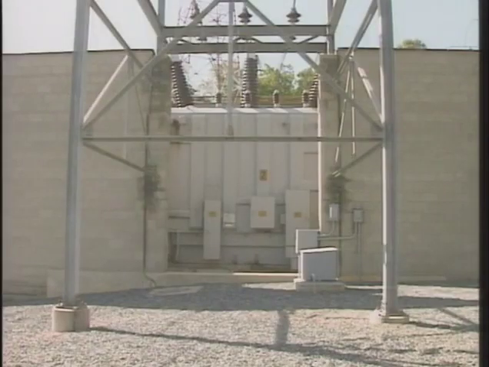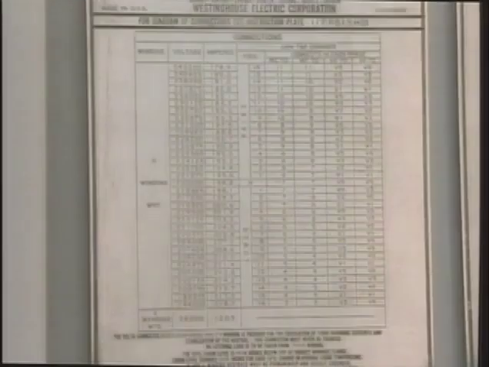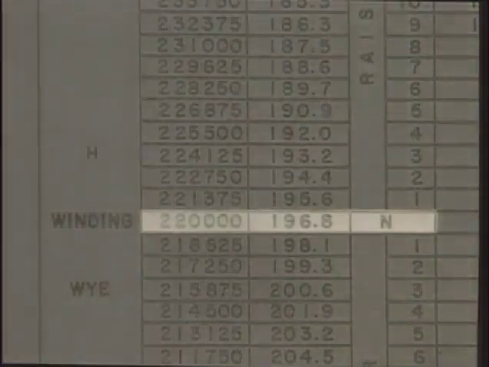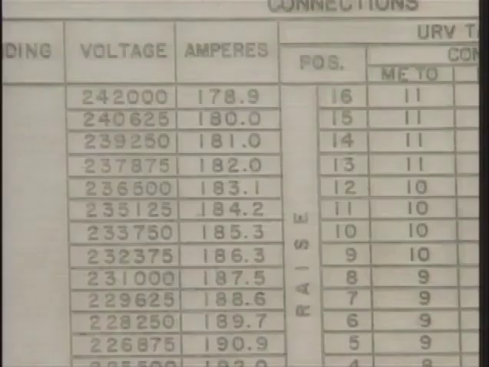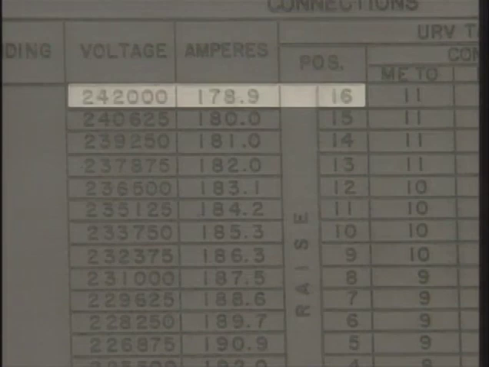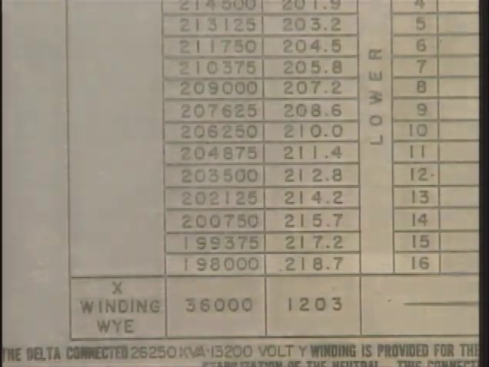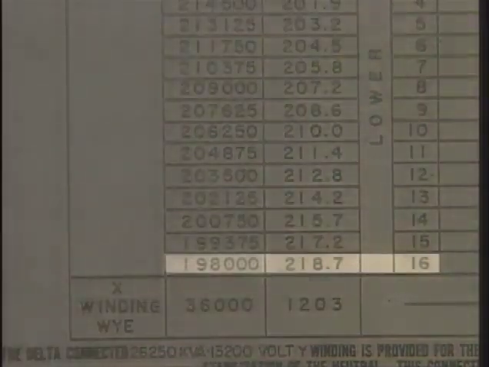Here's a transformer that has a load tap changer on its high voltage windings. The turns ratio is calculated for each load tap changer position that the transformer is tested at. For example, the voltage on the high voltage winding with the tap changer at the neutral tap setting is 220,000 volts. This is the high voltage figure that's used in the turns ratio formula for calculating the turns ratio at the neutral tap position. At the full raise tap setting, the high voltage figure that would be used in the formula is 242,000 volts. And at the full lower tap setting, the high voltage figure that would be used in the turns ratio formula is 198,000 volts.